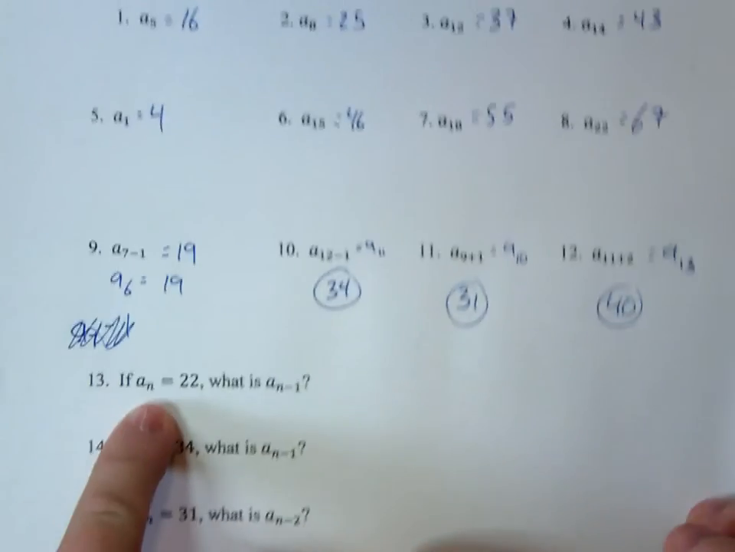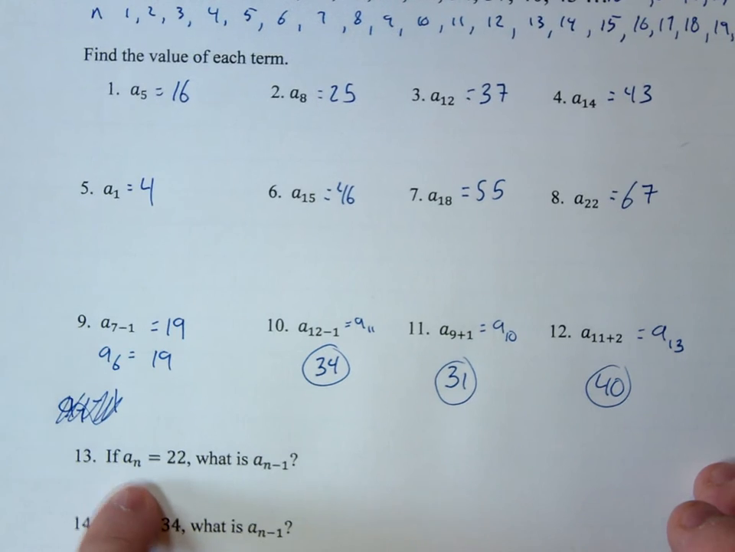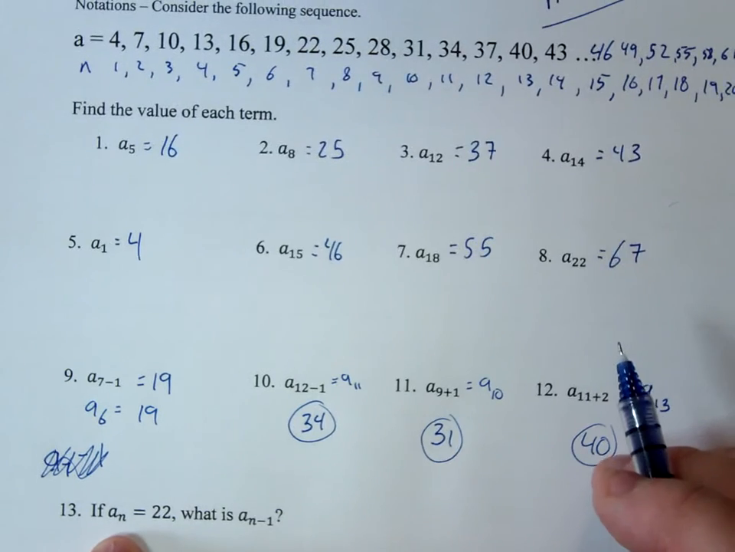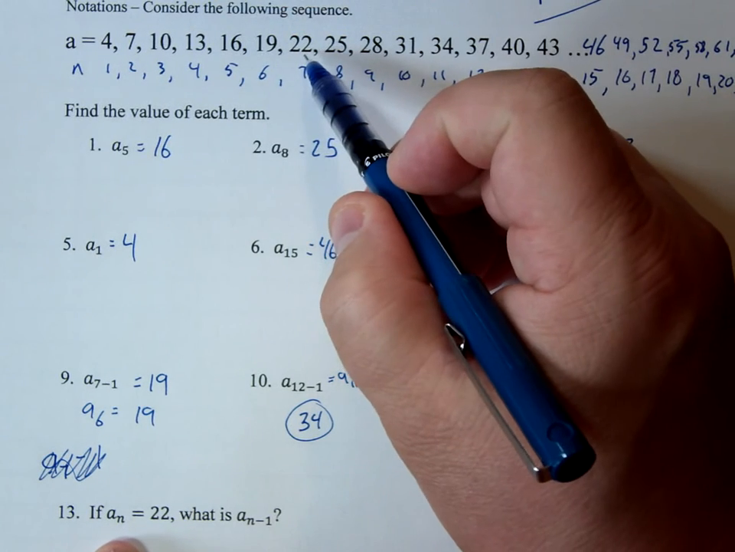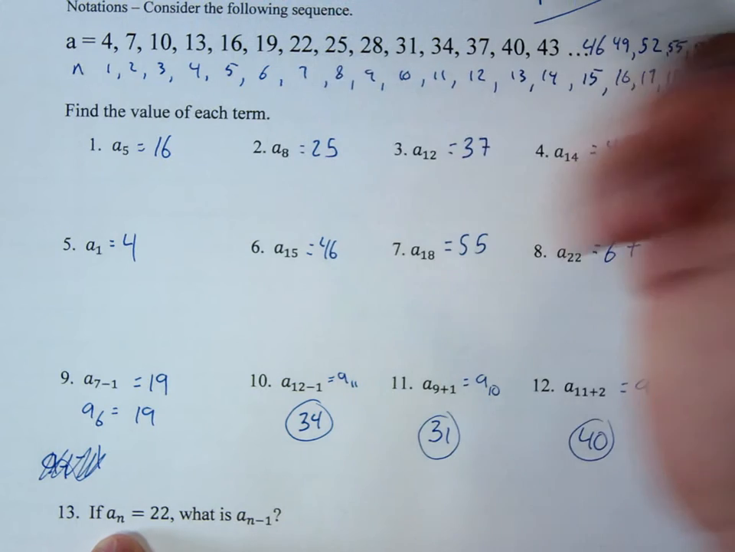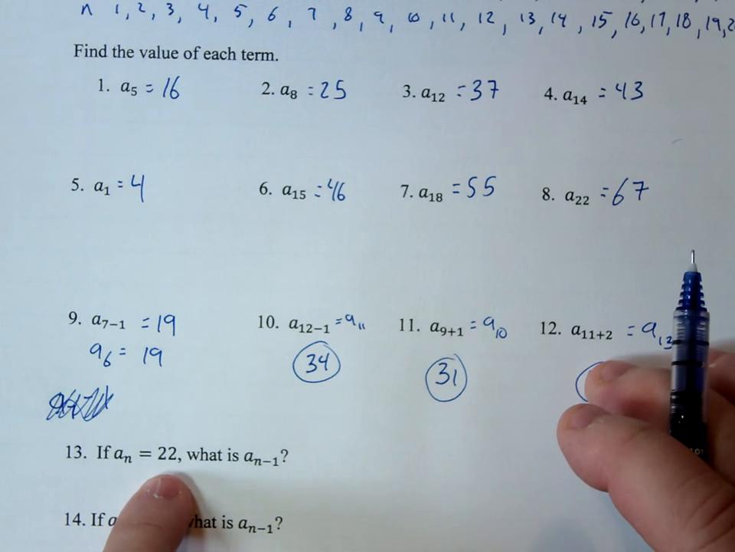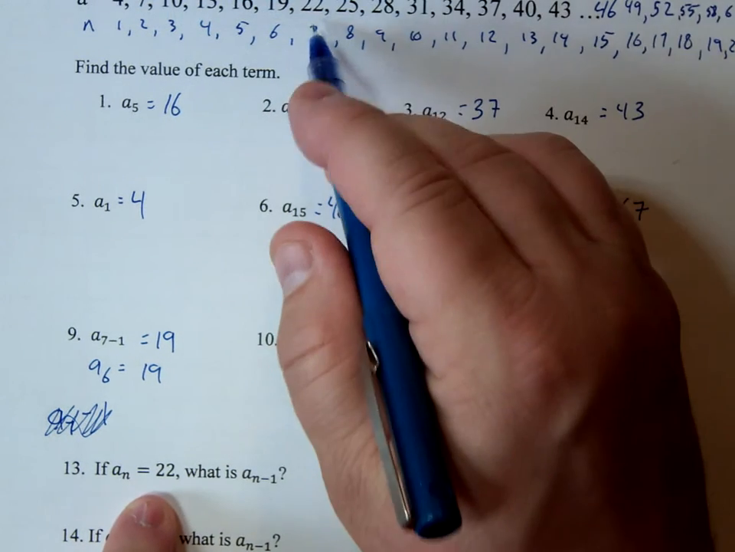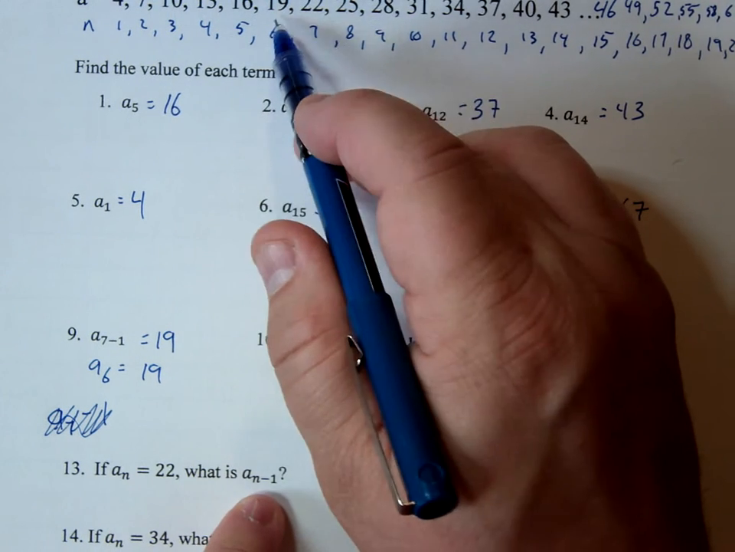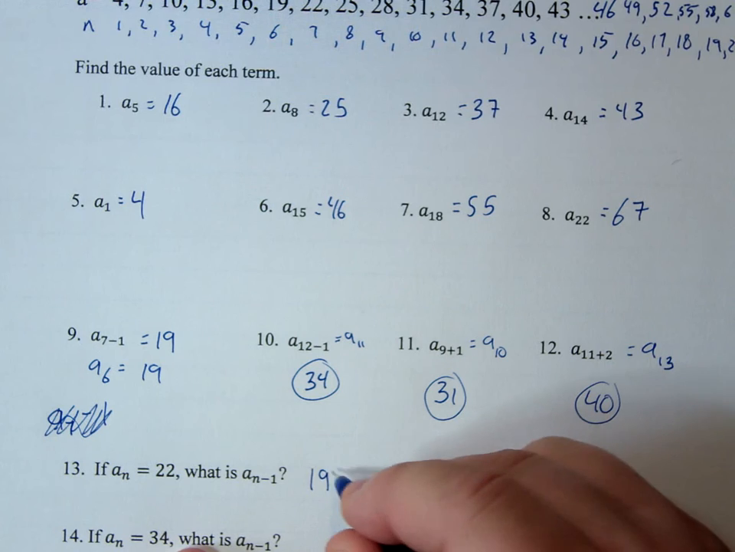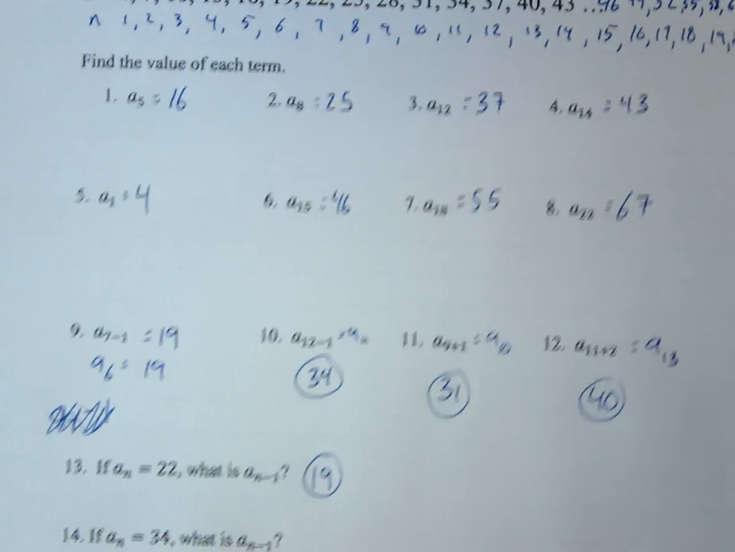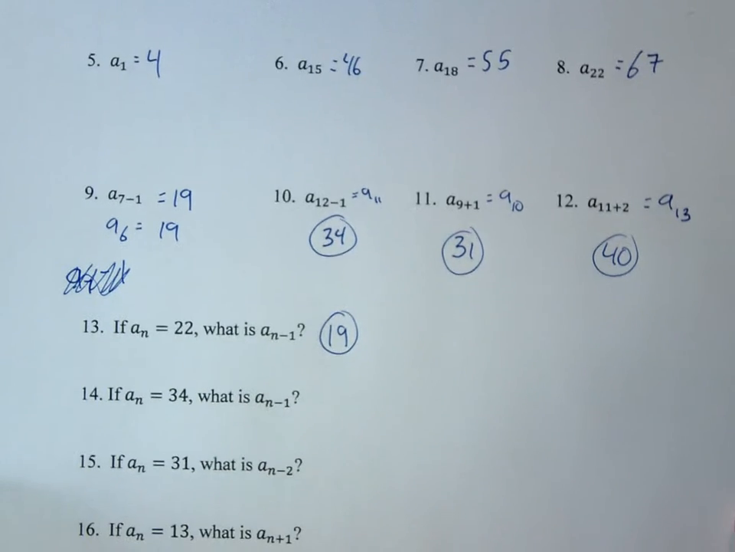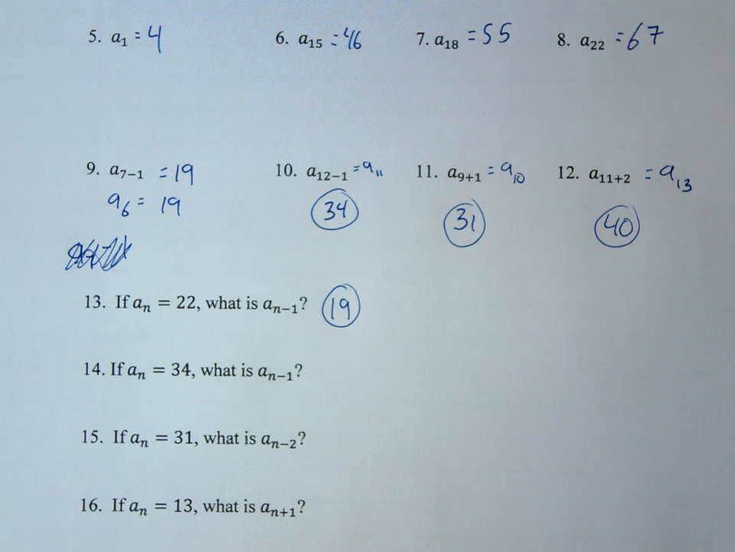So here, if a sub n is 22, well, we know, if looking at the pattern, 22 is here. So that is the 7th term, right? But it's saying if a sub n is 22, what's a sub n minus 1? What is 1 term before it? So if you're at 22, then n minus 1 must be at 19. All right? And next one.